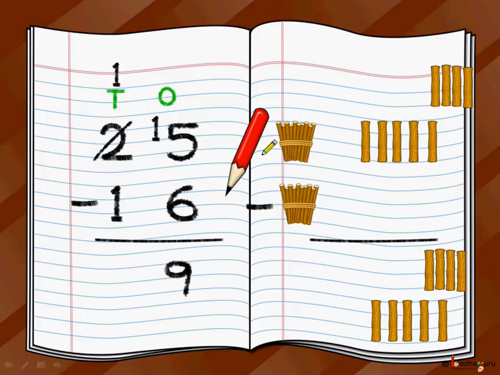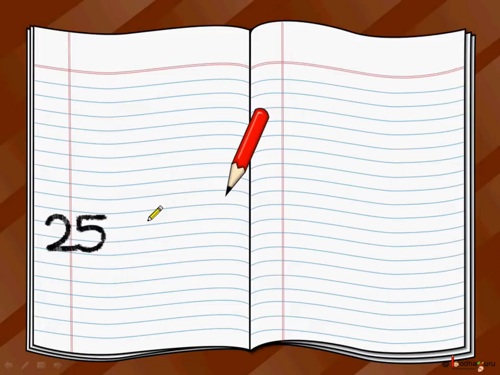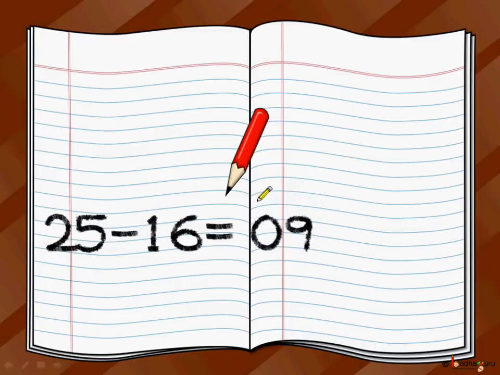Now move to the tens position. 1 bundle left, of which you want to take away 1 bundle. So 1 minus 1 is 0. Nothing there. Same way, you don't look at this number. It's struck off. So you just look at 1 minus 1 is equal to 0. Sounds simple now? So 25 minus 16 is equal to 9, or 09.